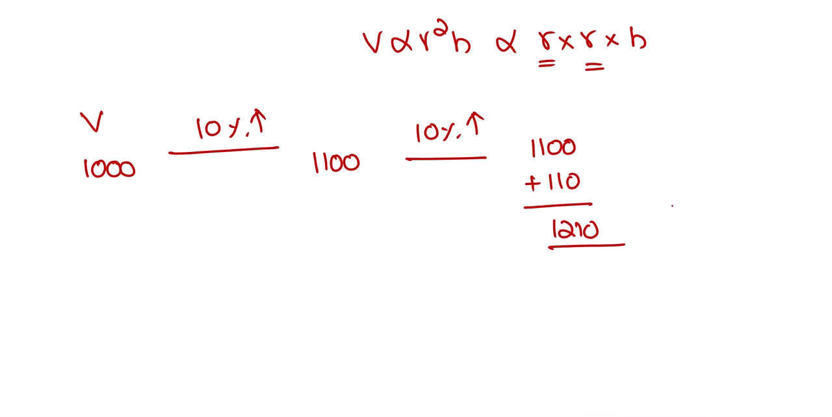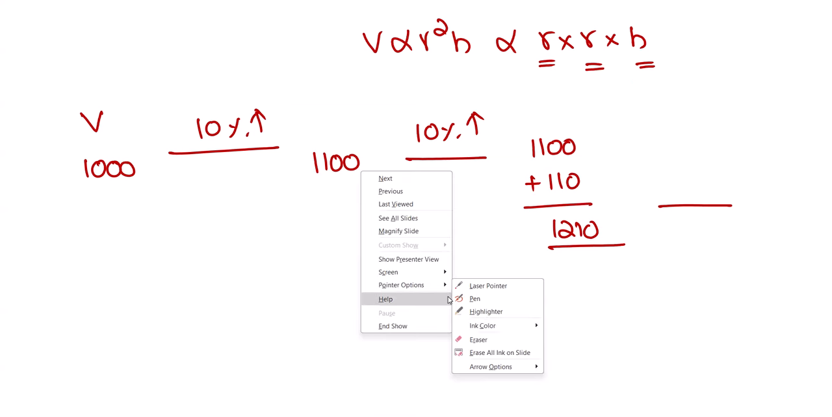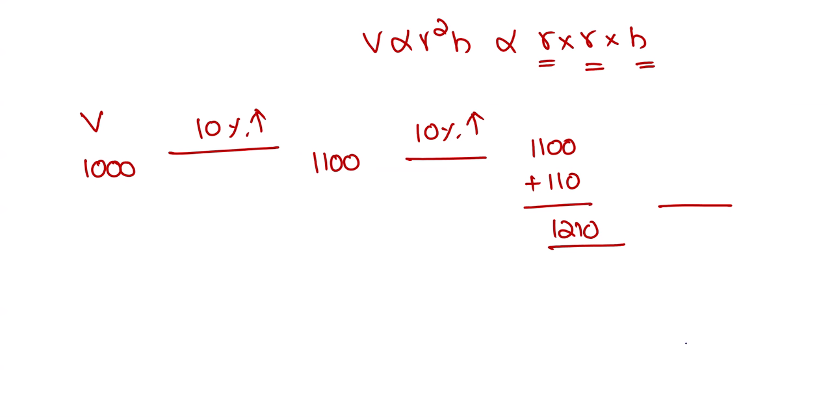1210. Now next is regarding height. Height is decreased by 10%. So when height is decreased by 10%, volume will decrease. So 10% of 1210 is 121. We have to remove 121 from this. 10 minus 1, 9. And here, all options are wrong.